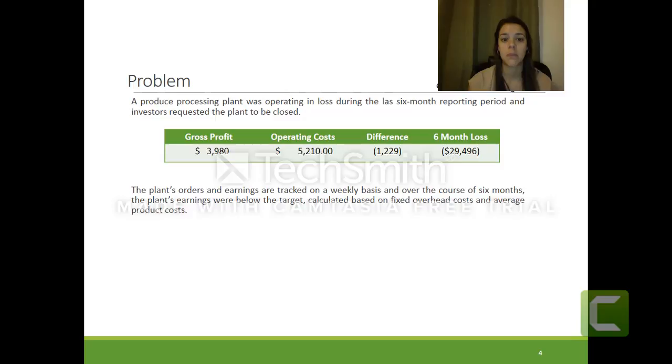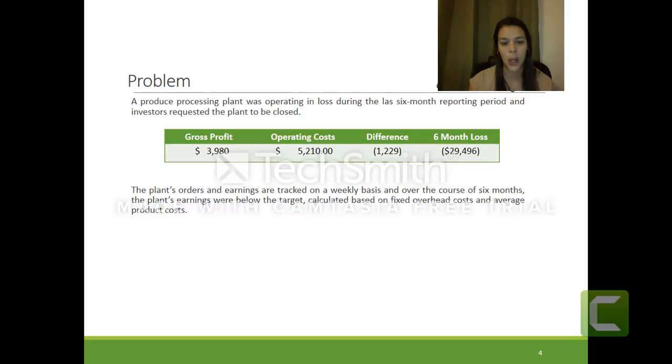Our problem is that the produce processing plant was operating at a loss during a 6 month period, and investors requested the plant to be closed. The plant's orders and earnings were tracked on a weekly basis, and over the course of 6 months, the plant's earnings were below target, calculated based on the overhead costs and average product costs.